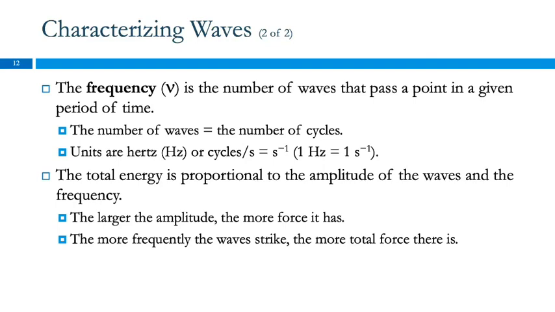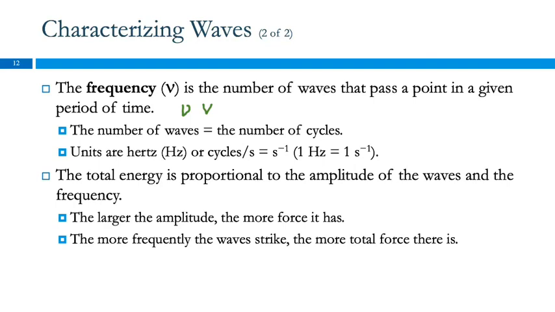Then we also have the frequency. And the frequency is the Greek letter nu, which looks disturbingly like a lowercase v. Sorry about that. Nu is straight and then a curve, as opposed to a v, which is two straight lines. The frequency is the number of waves that pass a point in a given period of time. Number of waves, also sometimes called the number of cycles.